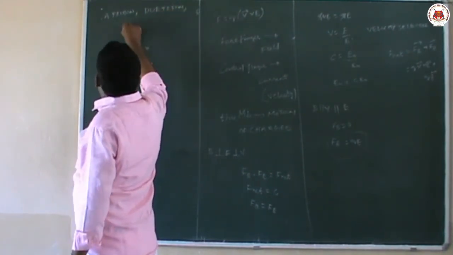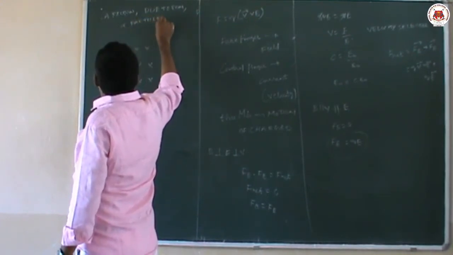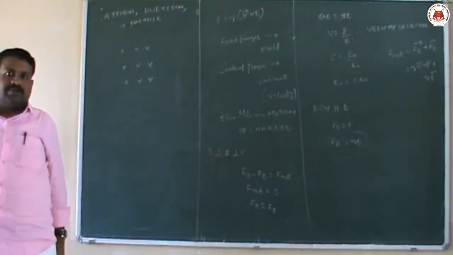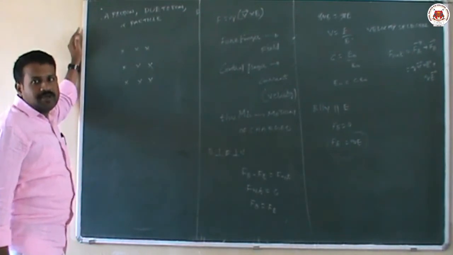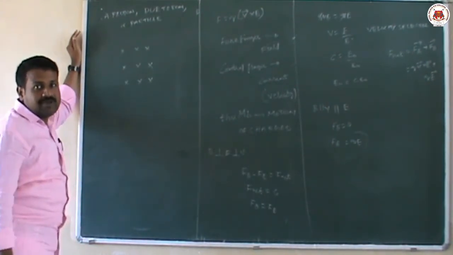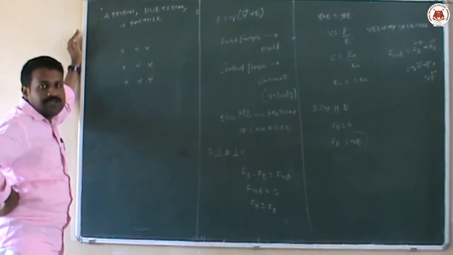A proton, a deuteron, and an alpha particle are projected into the same magnetic field with the same momentum. Which one of the following, among these three, may have the highest radius?